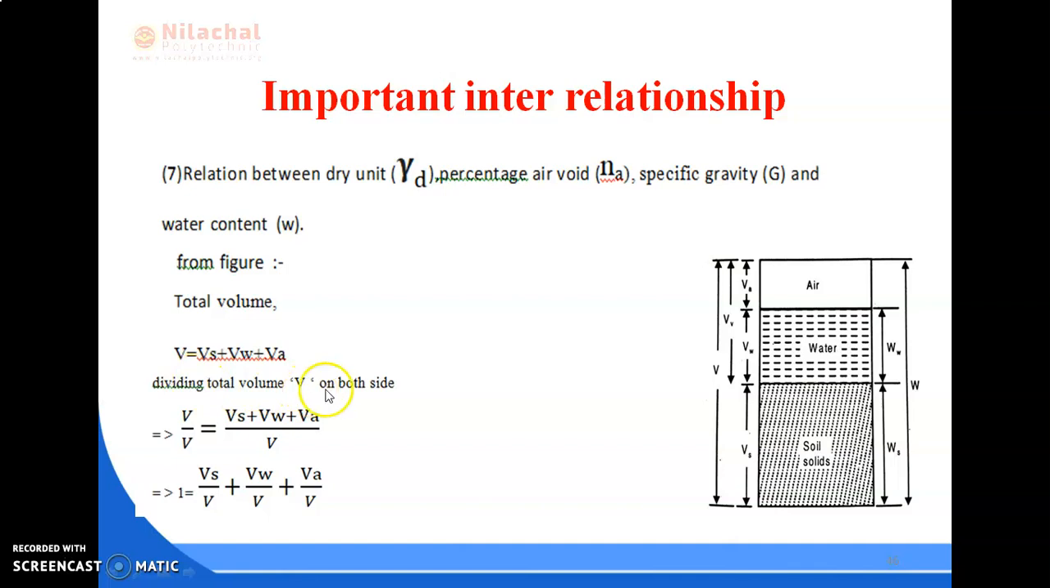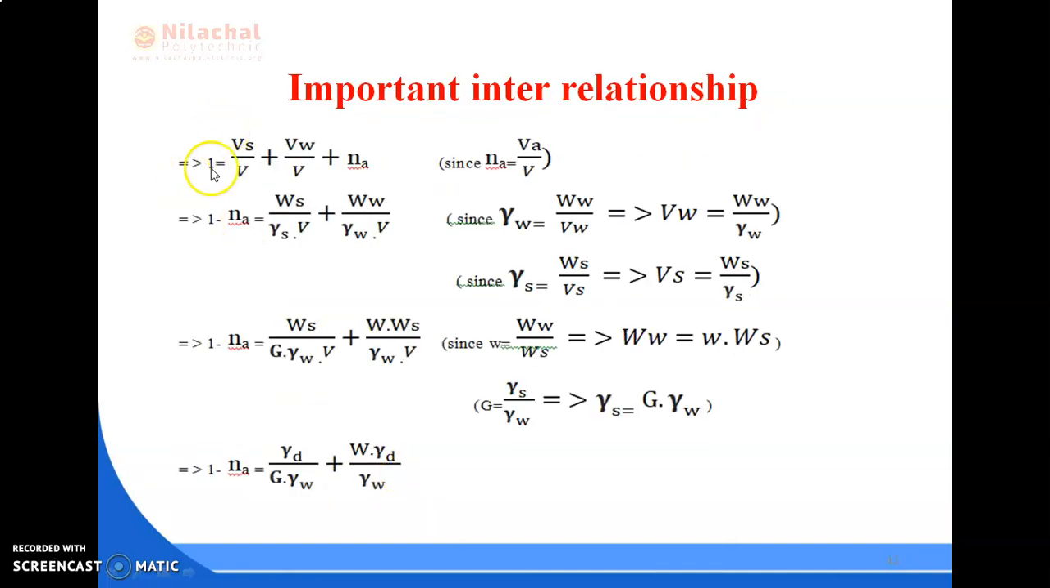Again dividing total volume V on both sides, V by V equals Vs plus Vw plus Va by V. We divide by V on both sides, so V by V equals 1. Again we segregate it: Vs by V plus Vw by V plus Va by V. So 1 equals Vs by V plus Vw by V plus Va by V, where Va by V is na, we know. We take this na to the left side, so Vs by V plus Vw by V equals 1 minus na.